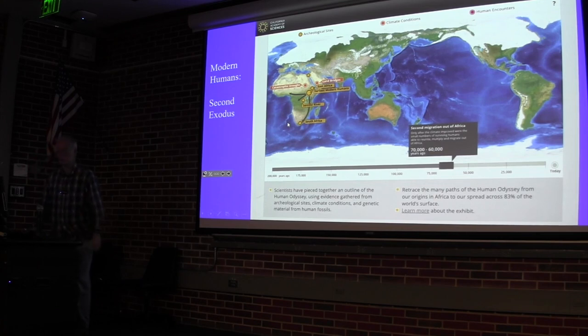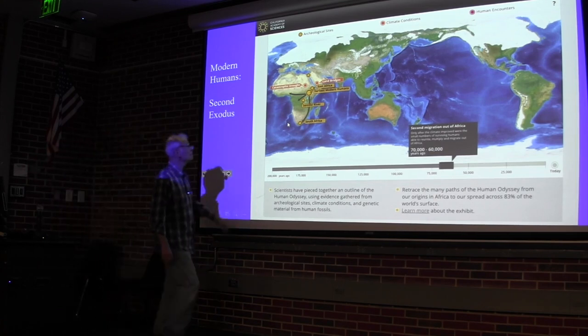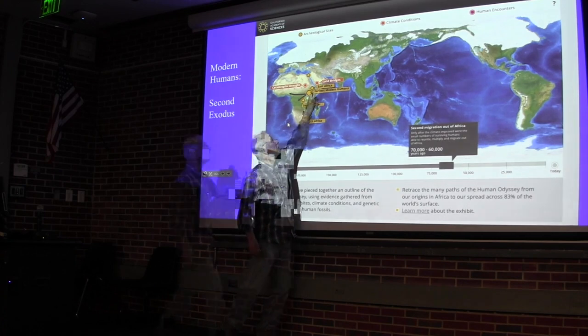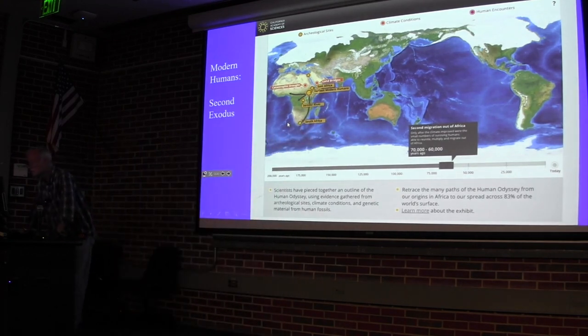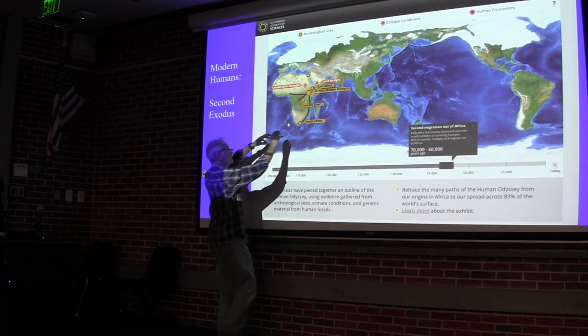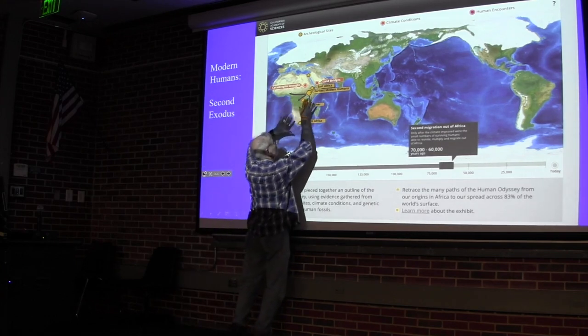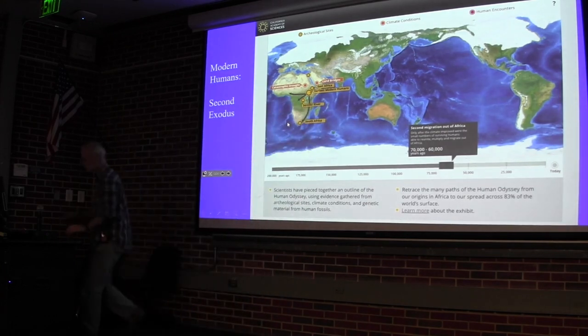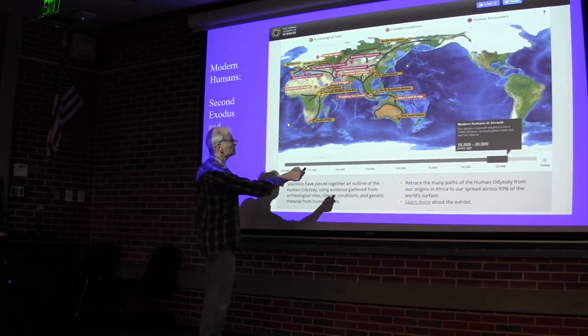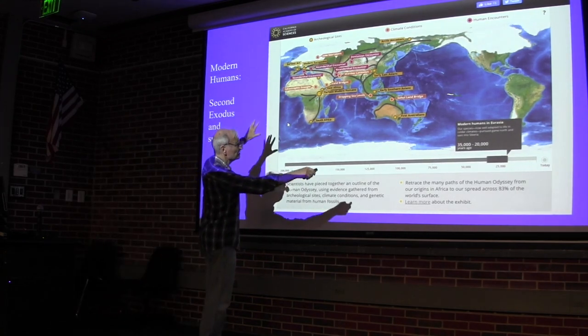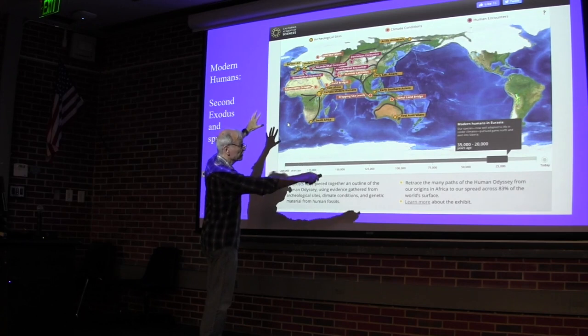Then you have the second migration. And this time, we went through the southern route. And that happened 70 to 60,000 years ago. Of course, Homo sapiens spread throughout Africa and also into Eurasia. And notice what happens here. It continues to spread until it populates all of the earth and of course all the way down into South America.